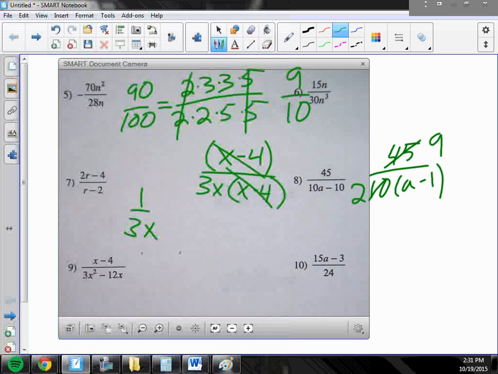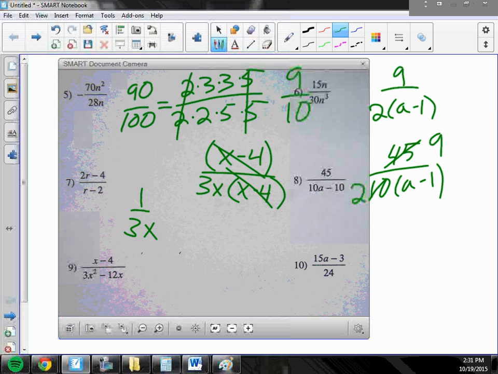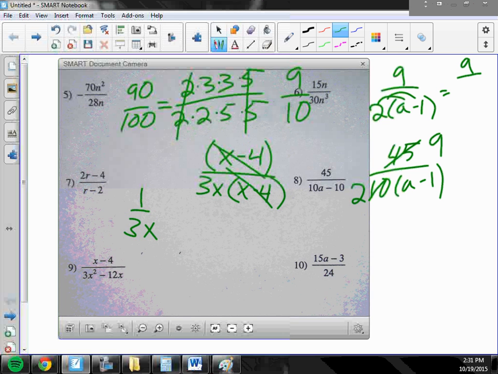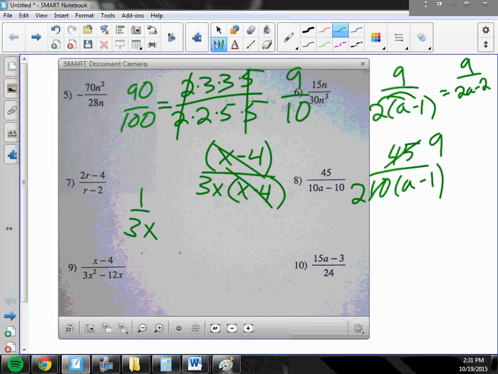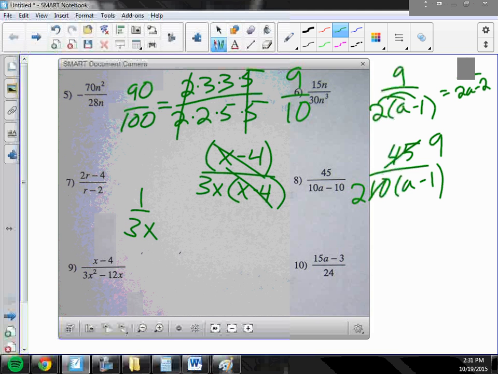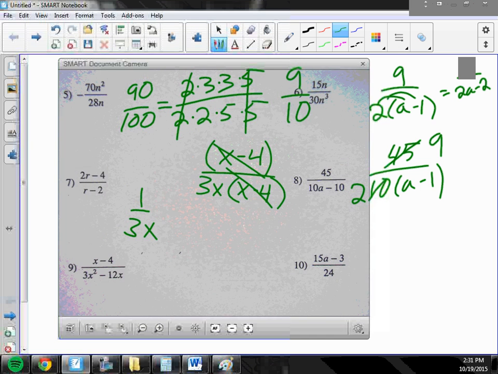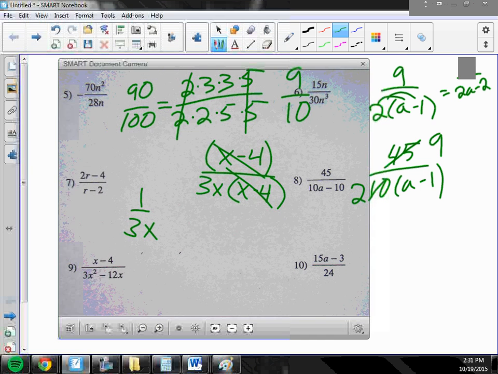So over here, I have 9 over 2 times a minus 1. Can I leave it like that? No, it needs to be put back together. So this 2 needs to go in. So 9 over 2a minus 2. So you break it apart, check for common factors, divide them out, and then put it back together. All right, turn the page.